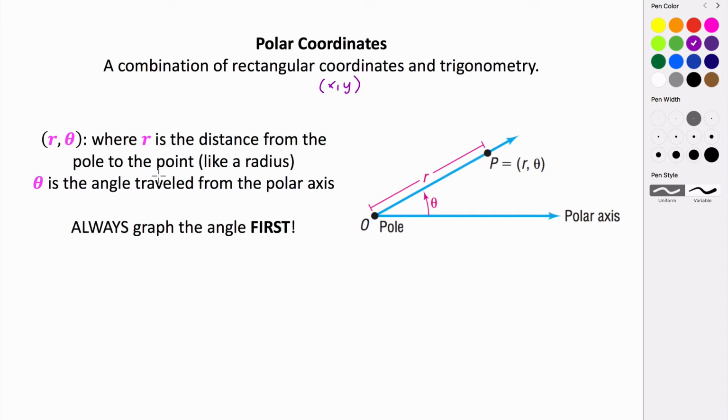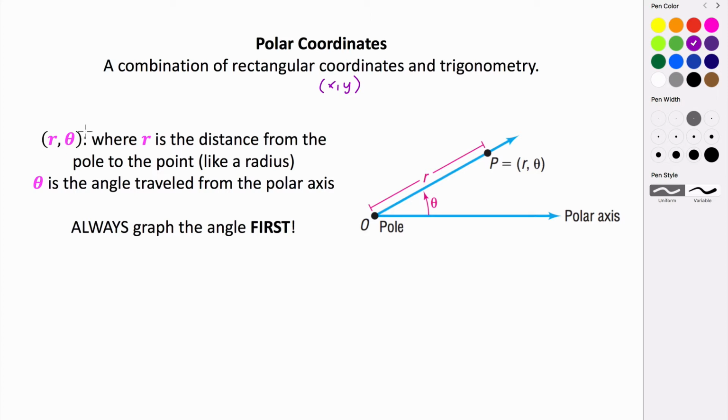So polar coordinates are in the form r comma theta, and r just represents the distance from the pole, so that's basically what the origin is, to any point. So it's basically kind of the radius of some circle from our pole, from the origin, essentially. And then theta is the angle traveled from the polar axis, which is essentially the positive x-axis.